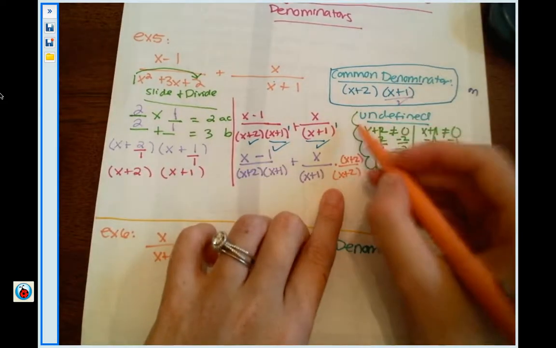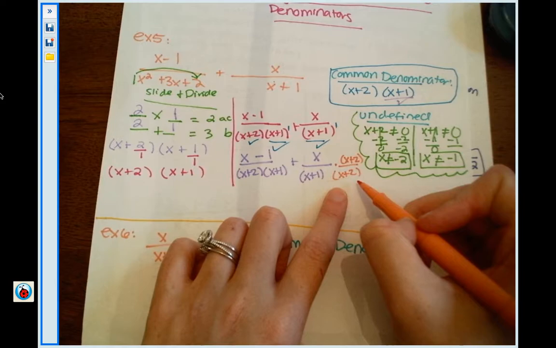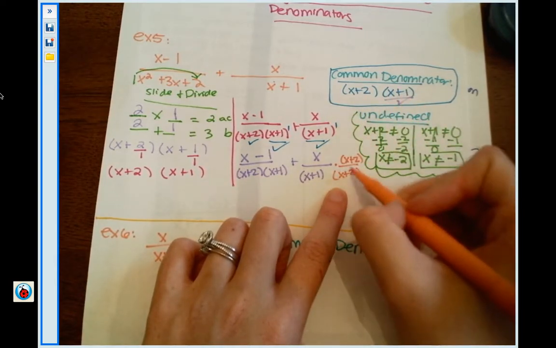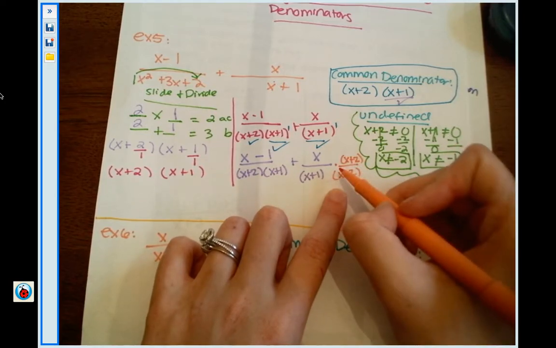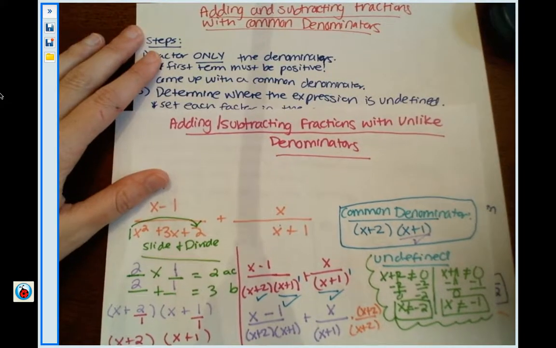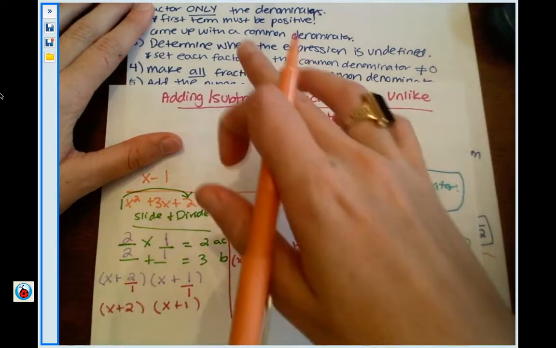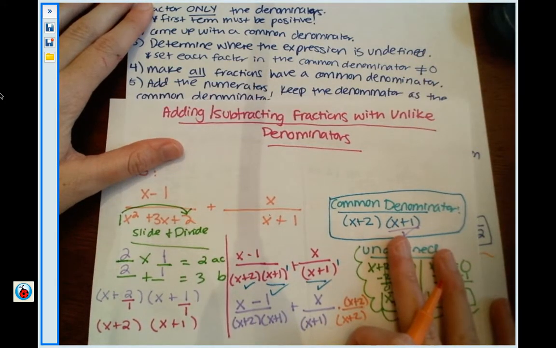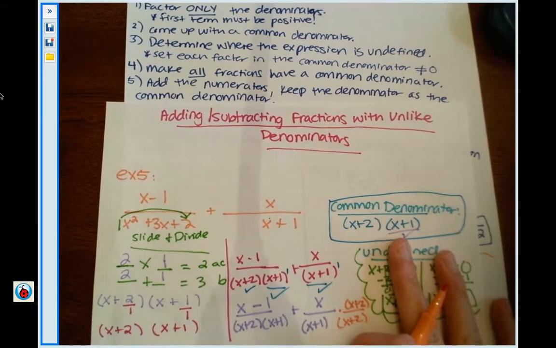Okay, so again, now, if you see, I have the common denominator. I have x plus 1 times x plus 2. And again, anything it needs to make the common denominator, you multiply it to it, but if you do it to the bottom, you have to multiply it to the top. Okay, so we made all the fractions have a common denominator. Bam, check. Okay, now we're going to add the numerators, but keep the denominator as a common denominator.